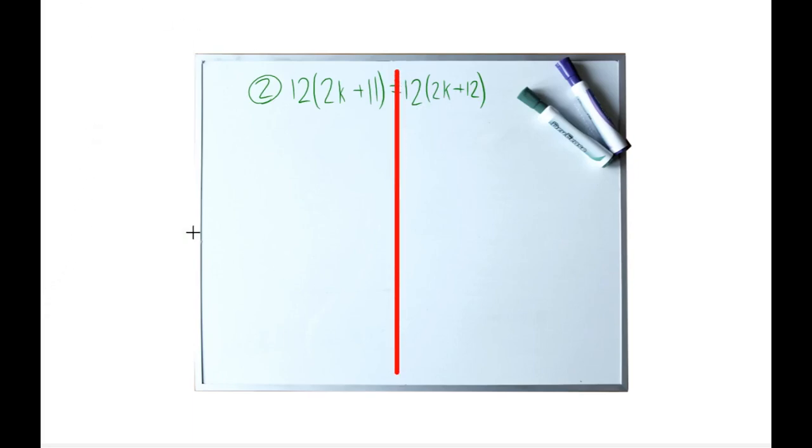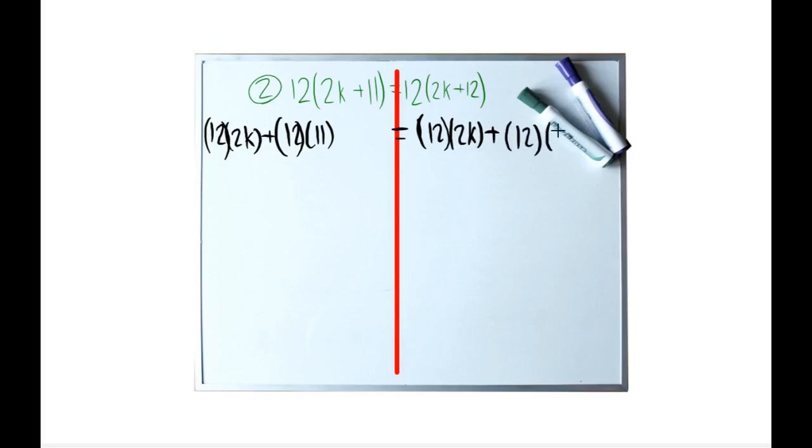The first step is to split the sign. Our second step is to take care of our parentheses multiplication action. So our 12 says hi to our 2k, and we have a plus sign inside of our parentheses. Then our 12 says hi to 11. Let me get my parentheses around my 12, and that's all equal to 12 says hi to 2k, plus sign inside parentheses, 12 says hi to 12.